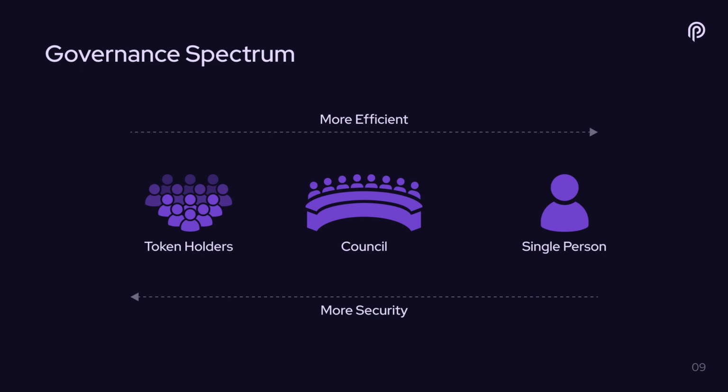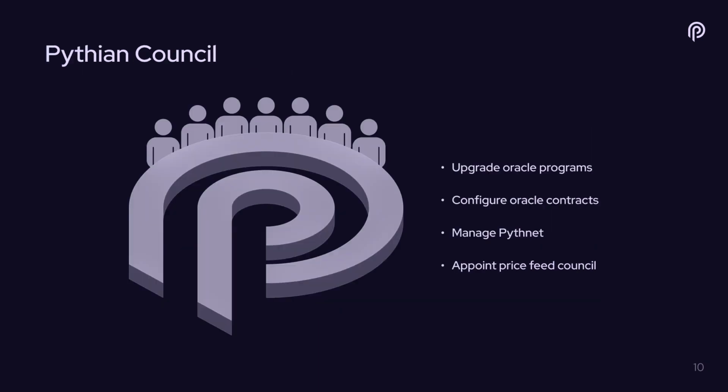So I'm going to propose that we create 2 different councils. The first council I'm going to call the Pythian Council, and you can think about this like the Senate.